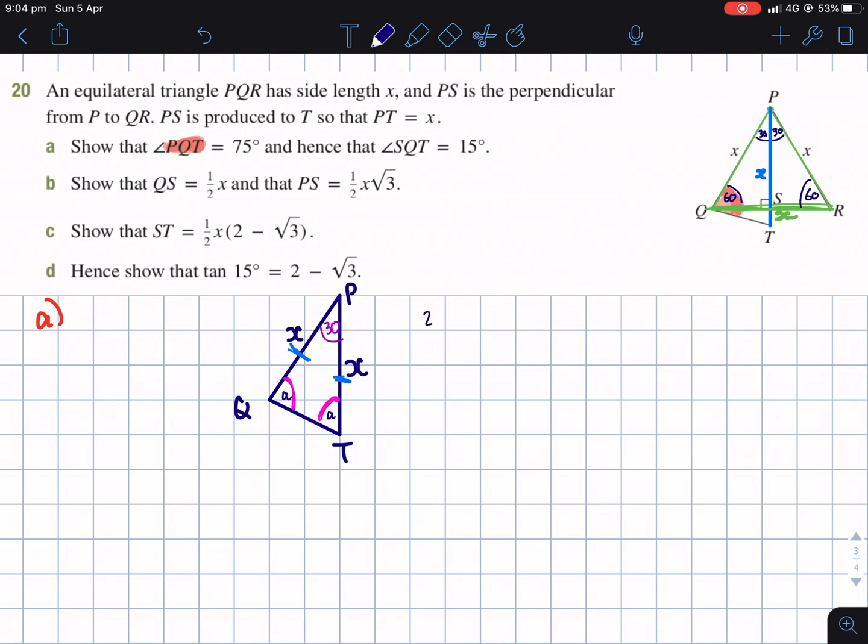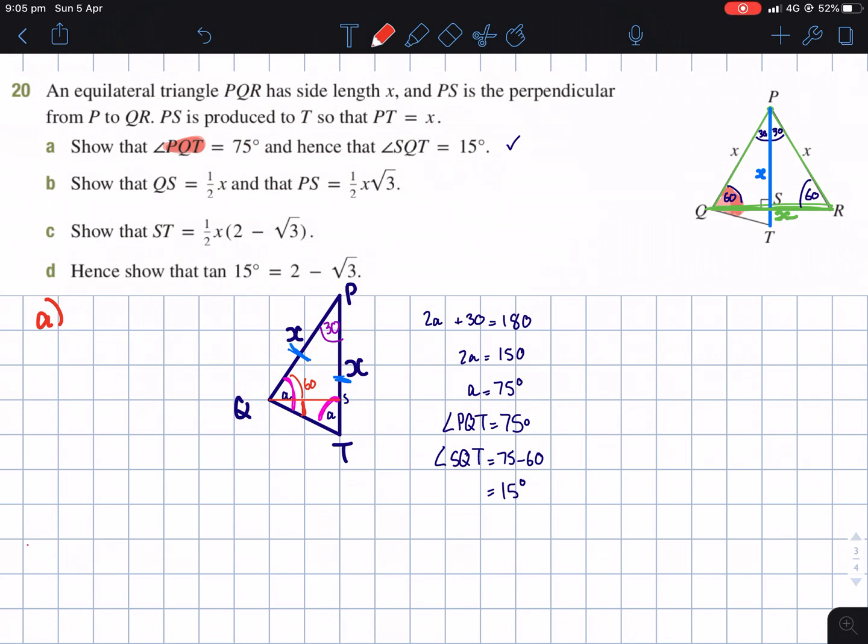So I know two lots of angle A plus that 30 up the top equals 180, because it's a triangle. So 2A equals 150, so A equals 75 degrees. And A was angle PQT, 75. Now, this top bit to here was 60. So the bottom bit must then be SQT, because this is S here, is 75 degrees take 60, which is 15 degrees. Okay, so we've done that one.